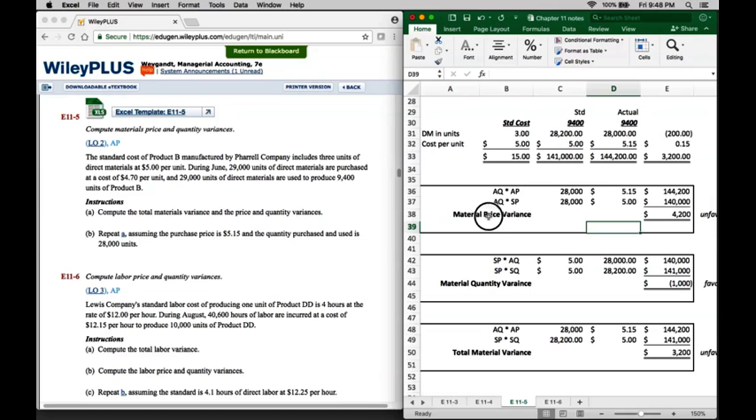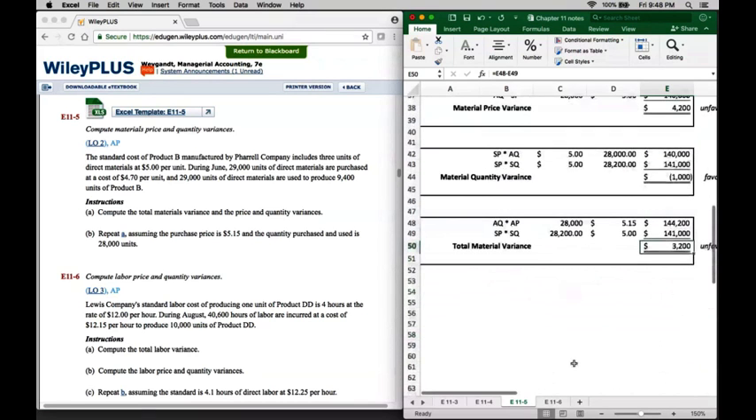To start with price, I paid more, therefore I have an unfavorable variance of 4,200, 15 cents more. That's 4,200 unfavorable. Quantity, I was supposed to use 28,200, but I used only 28,000, which means I used less. Therefore, this is a favorable variance. Combine the two numbers, the price variance and the quantity variance. Which one is the larger of the two? The unfavorable number, right? So the net number is 3,200 unfavorable, the material variance.